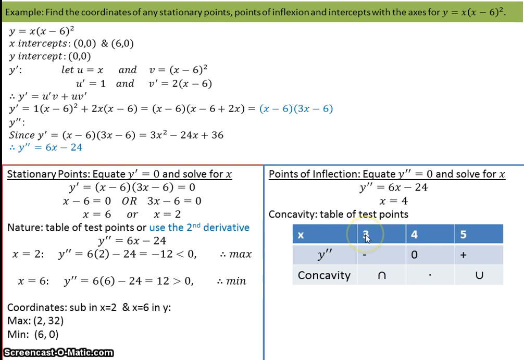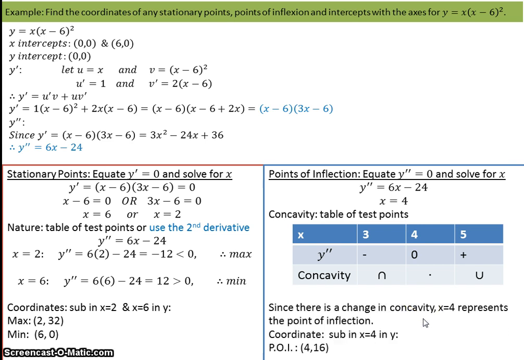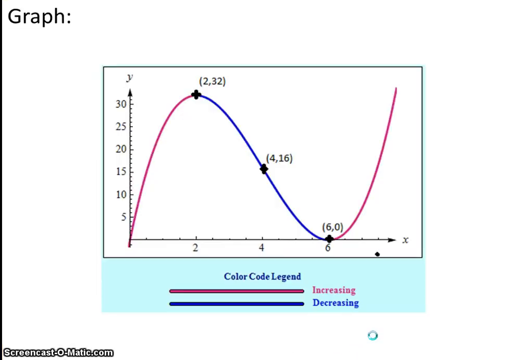So to the left, at x is equal to 3, y double dash is negative, hence it's concave down. To the right of the critical point, at x is equal to 5, y double dash is positive, so therefore it's concave up. There is evidence of the change in concavity, therefore x is equal to 4 represents a point of inflection. Once again, to find the corresponding y value, I sub in x is equal to 4 in the original y. You can check the graph over here.